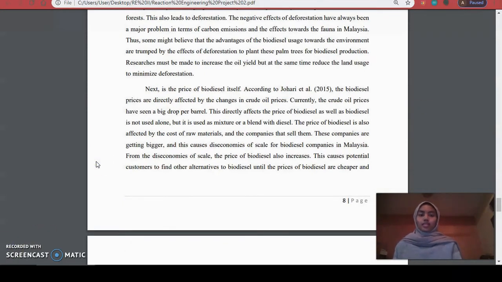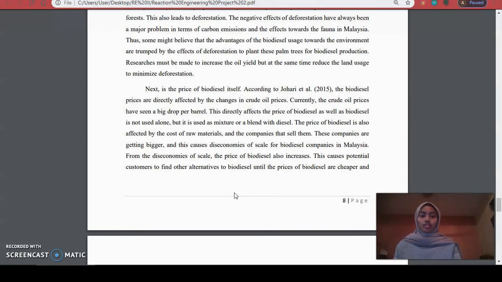Next is the price of biodiesel itself. According to Johari et al. 2015, biodiesel prices are directly affected by changes in crude oil prices. Currently, crude oil prices have seen a big drop per barrel. This directly affects the price of biodiesel as well.